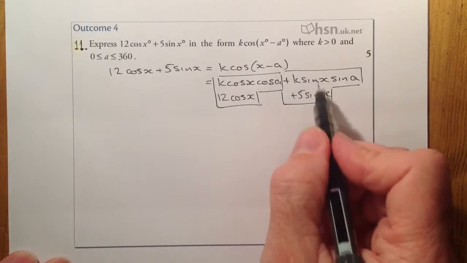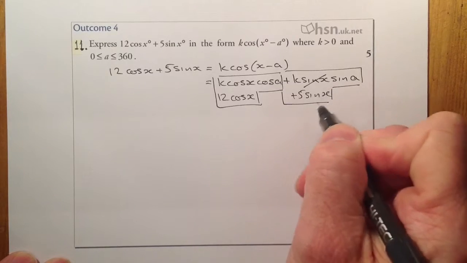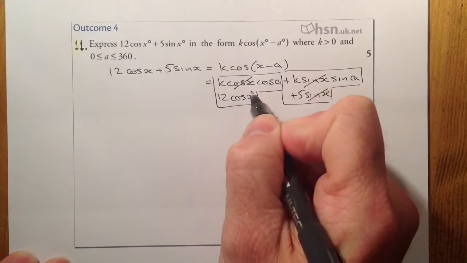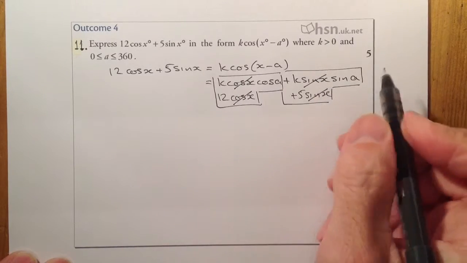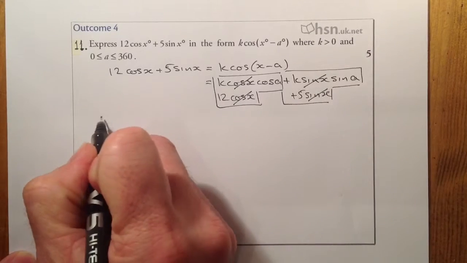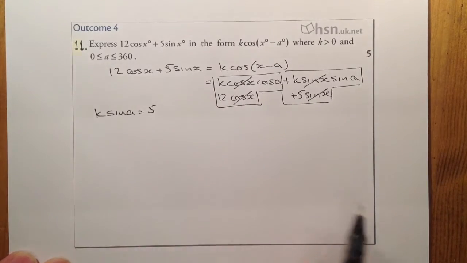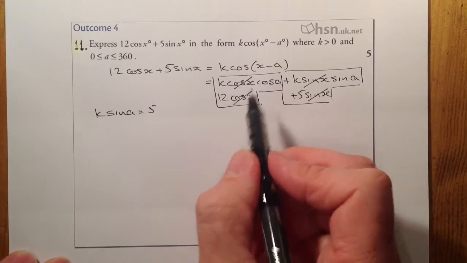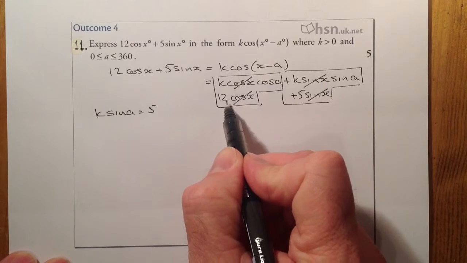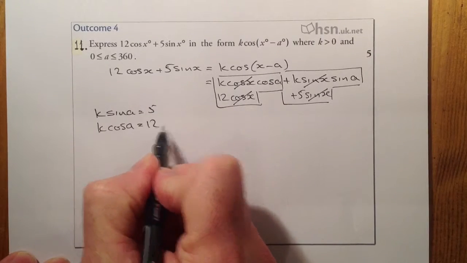Right, so I'm going to take the sine part first. I'll cancel out a sine there and cancel out that one there. Cancel out this one here and cancel out that one there. And what I've got is k sine a is equal to 5, and I'm just going to write that. K sine a equals 5. Now just below that, I'm going to write the other part, so I've got k cosine a is equal to 12. So k cosine a equals 12.